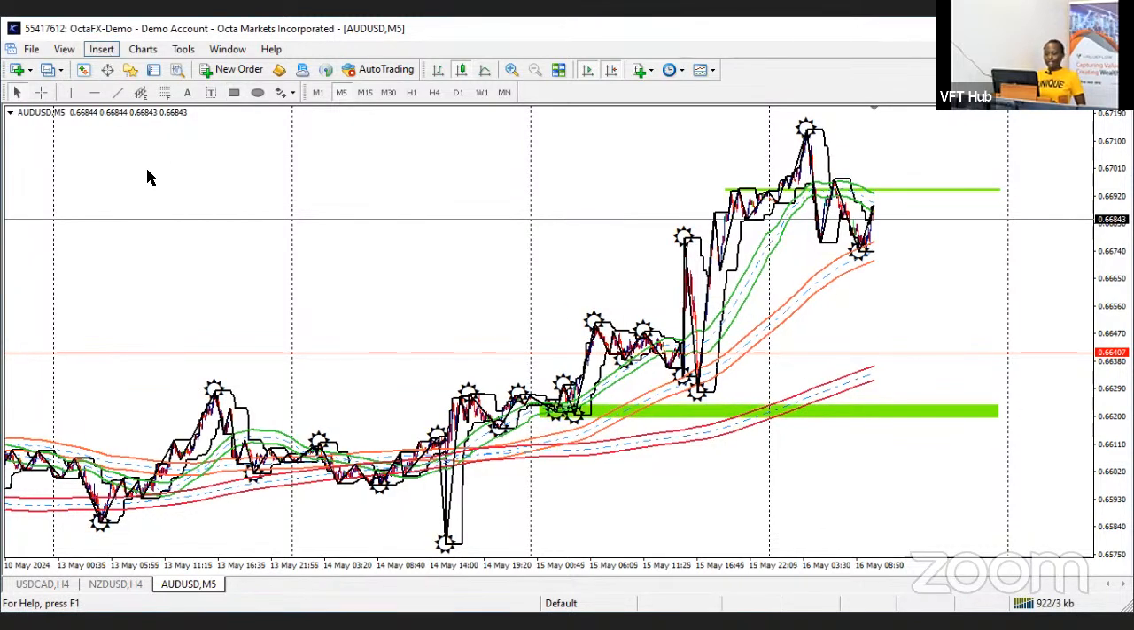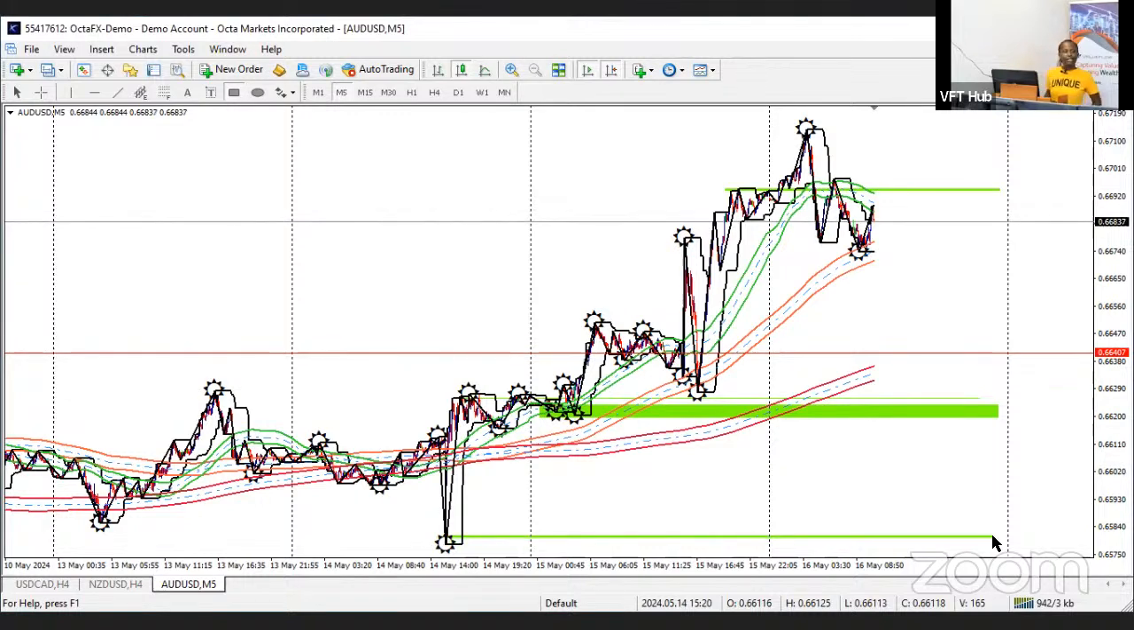What's the third level, guys? Before yesterday's high. And then the fourth level, I'm just going to have to drag this guy away a bit. So I have my levels marked out. I'm expecting reversals of AUD/USD, right?